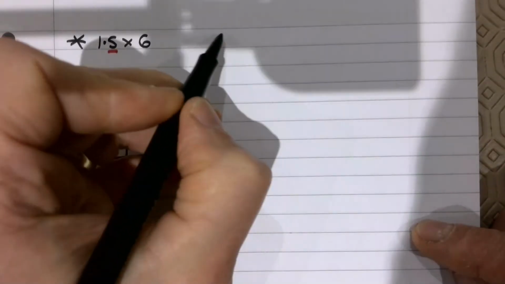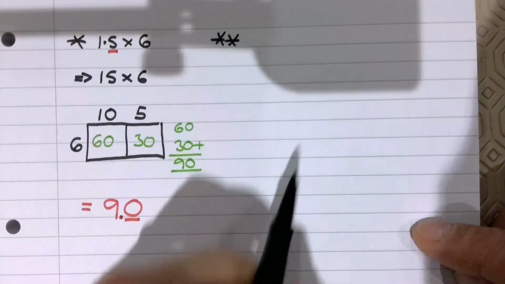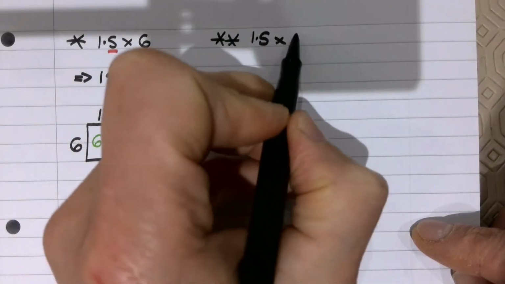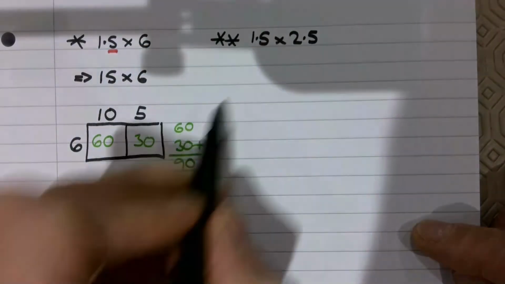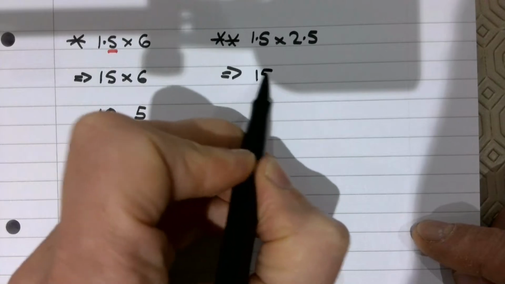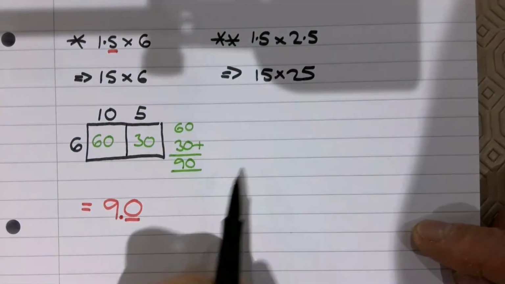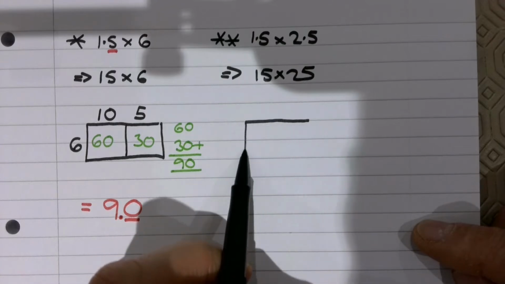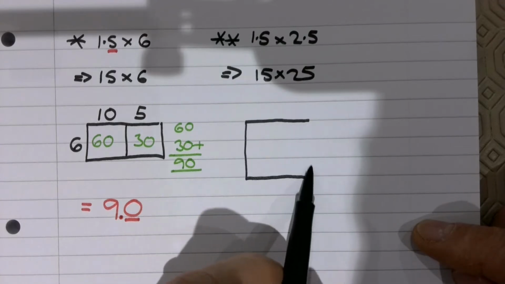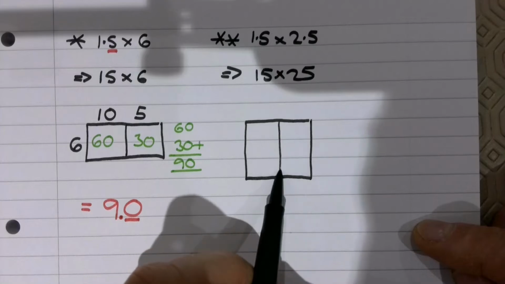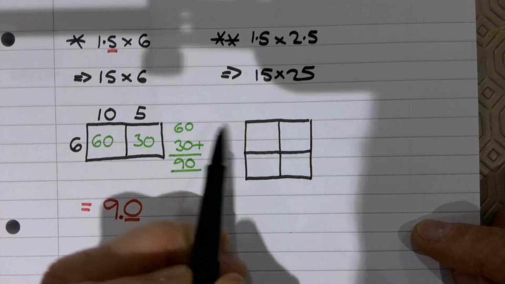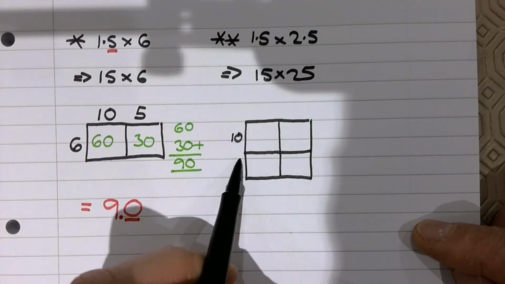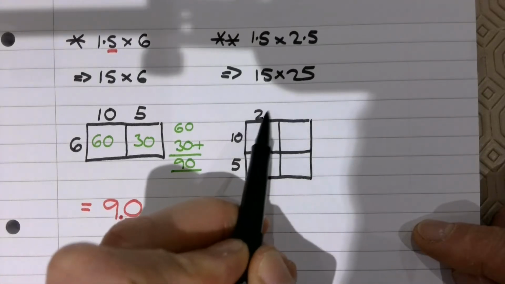Okay, so let's have a look at what the 2 star question looks like, and we're going to do 1.5 times 2.5. So if we take the decimal point out, that's 15 times 25. So we need more boxes now for doing this. So here we go. So we're going to chunk the 15 into a 10 and a 5. We're going to chunk the 25 into a 20 and a 5.